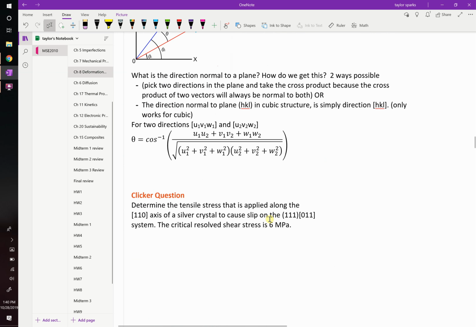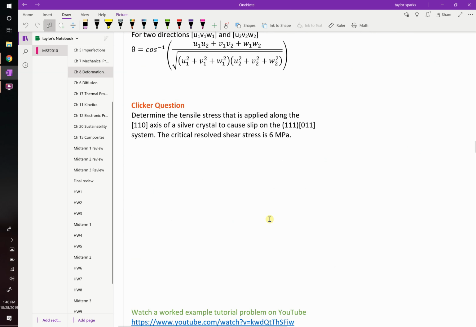Let's do an example. We'll work this question out together. It says, determine the tensile stress that is applied along the 110 axis of a silver crystal that will cause slip along the 111 plane in the 011 direction. The critical resolved shear stress is 6 megapascals.